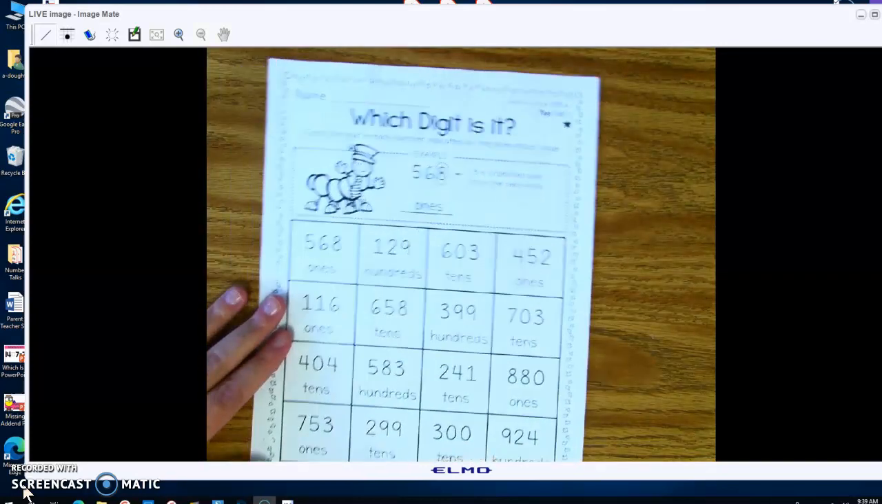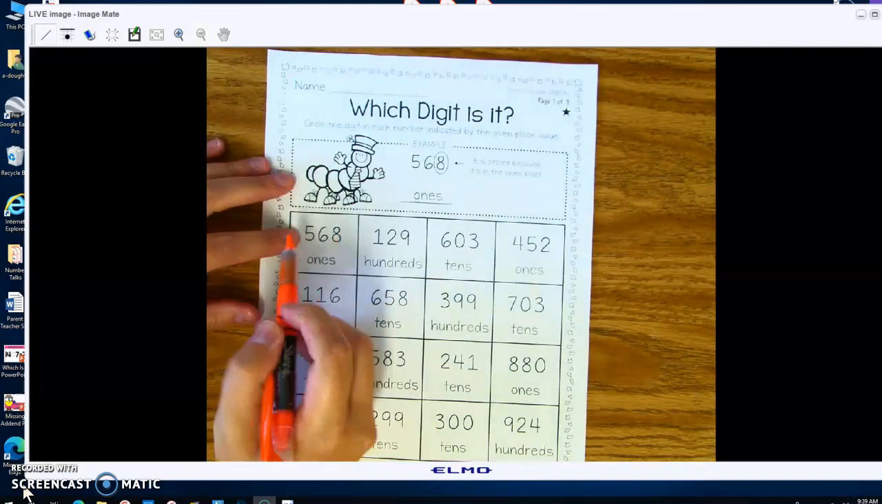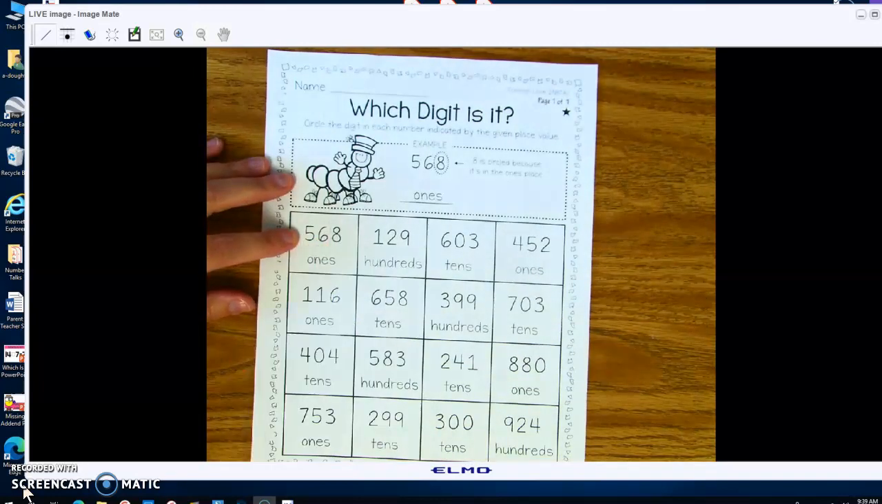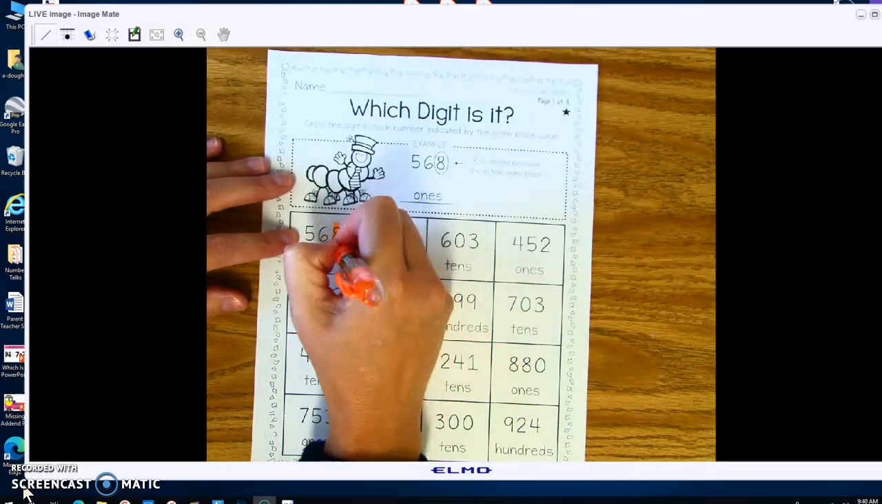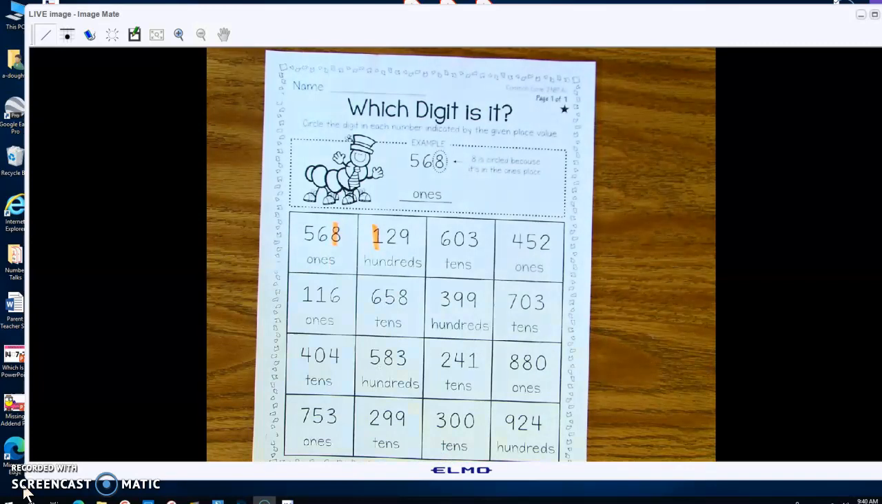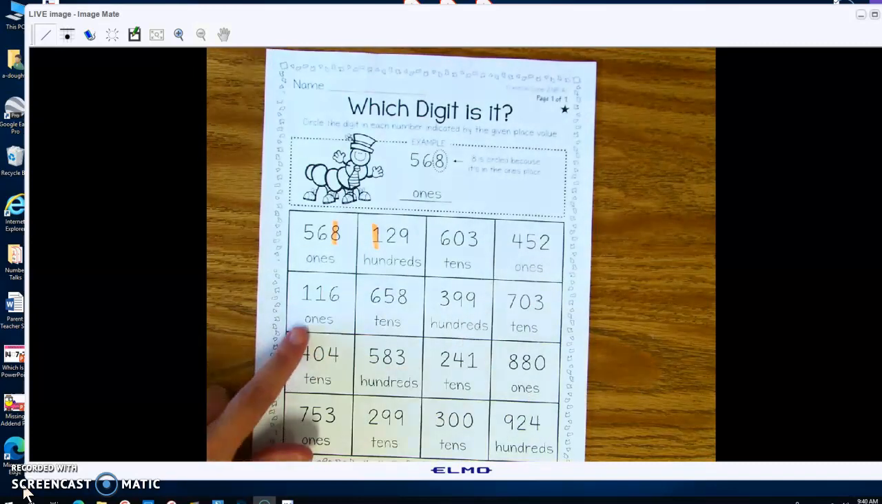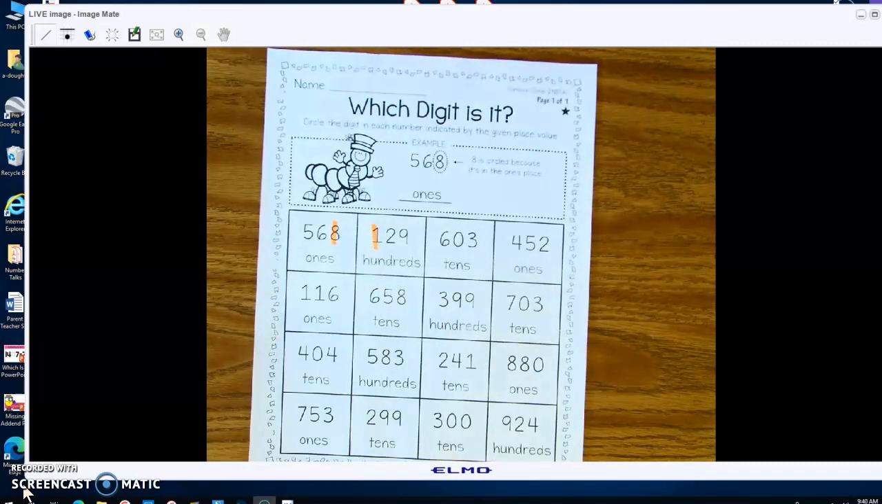This one is called Which Digit Is It? So you're going to get your highlighter, okay? Not right now, when you get this worksheet, and it says ones. So in 568, which number is the ones place? 8. So I'll highlight the 8. This one says hundreds. In 129, which one is the hundreds? The 1. So that's what I want you to do. I want you to highlight the place that it says. This one wants to know what number's in the tens, ones, tens, hundreds. So whatever that square tells you, that's the one you highlight in that 3-digit number.